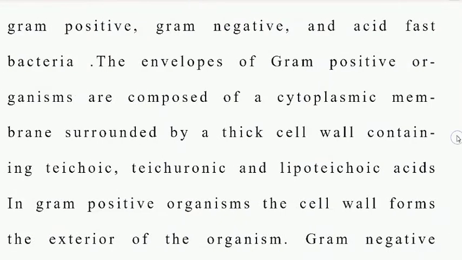Bacteria fall into three general categories: Gram positive, Gram negative and acid fast bacteria. The envelopes of the Gram positive organisms are composed of a cytoplasmic membrane which is surrounded by a thick cell wall containing teichoic, teichuronic and lipoteichoic acids. In Gram positive organisms, the cell wall forms the exterior of the organism.